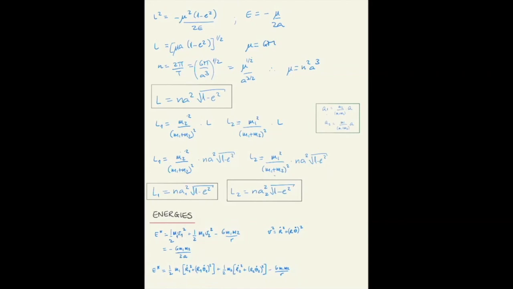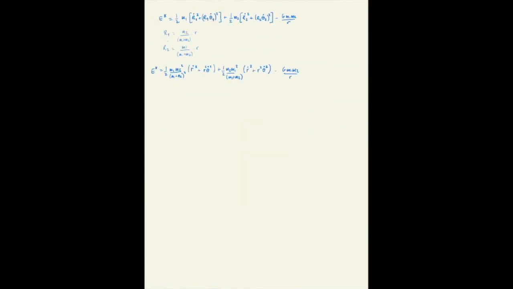Now, if you write R1 and R2 in terms of the separation, R dot squared plus R squared theta dot squared over 2 is the kinetic energy per mass of the orbit of M2 around M1. So you can write this in terms of E star is equal to M1 times M2 over the sum of the masses times the energy per mass of the orbit of M2 around M1. Again, you can write the energy per mass in terms of the total energy by inverting this equation.